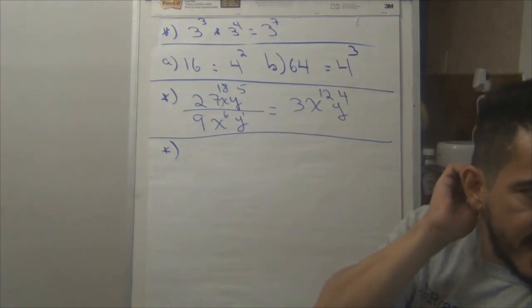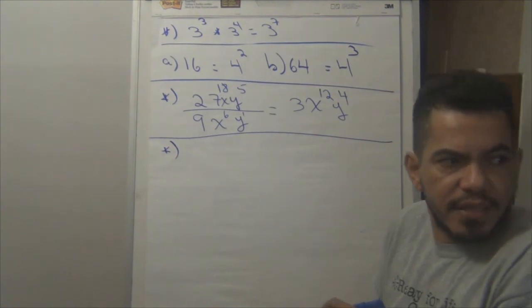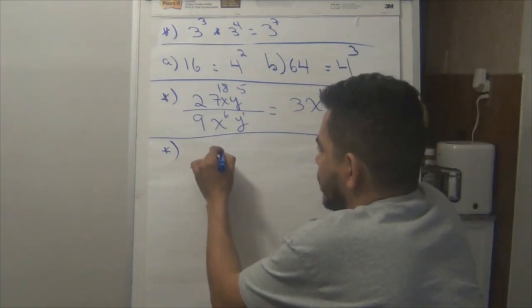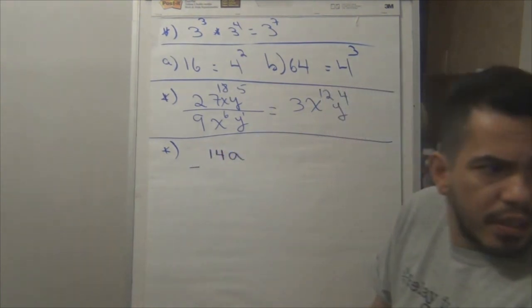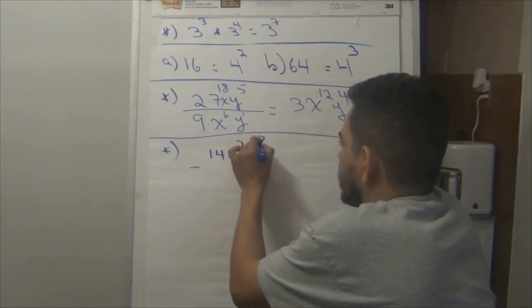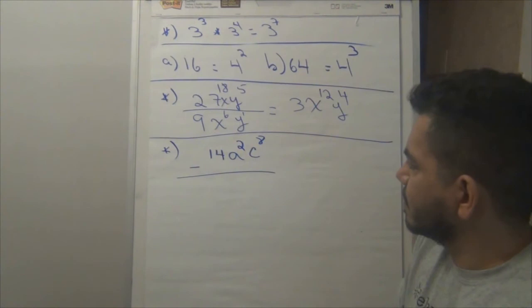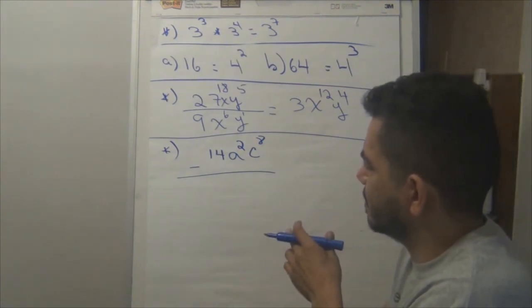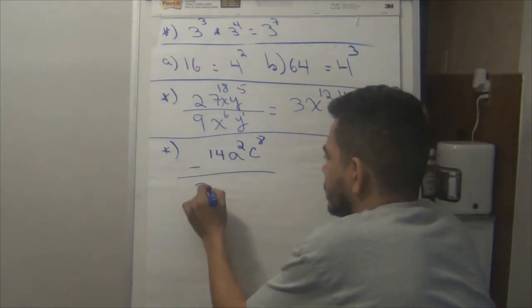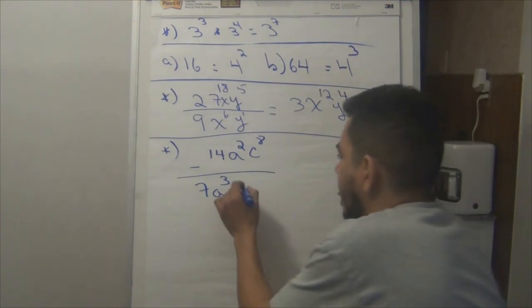Okay. Next one. Negative 14a to the second c to the 8th, divided by 7a to the third c to the second.